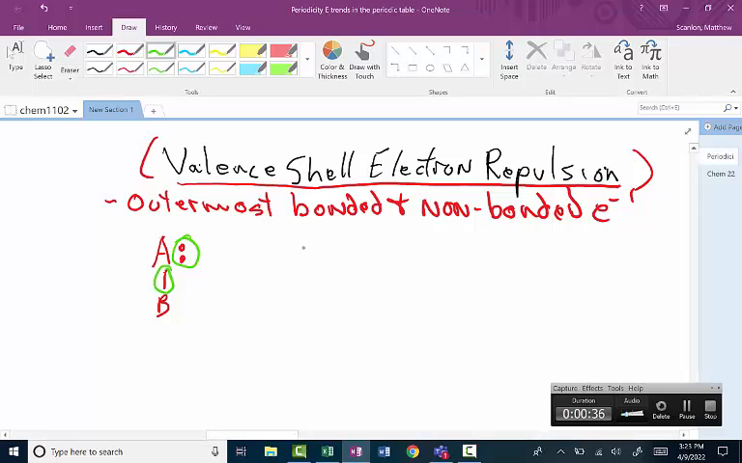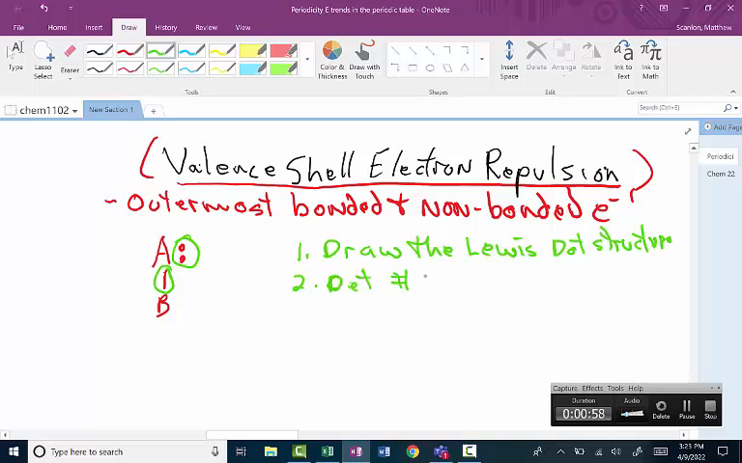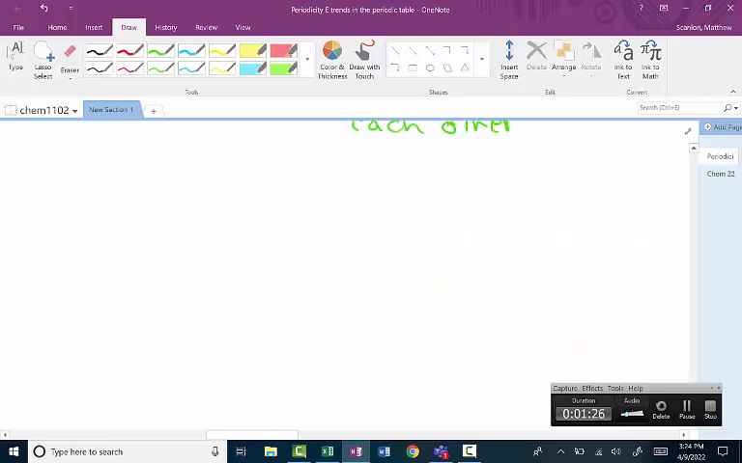All you have to do is, one, draw the Lewis dot structure, two, determine the number of electron groups, and three, put the electron groups as far away from each other as possible. So let's try one. The first one we're going to do is the simplest one. It will be an atom with two electron groups.